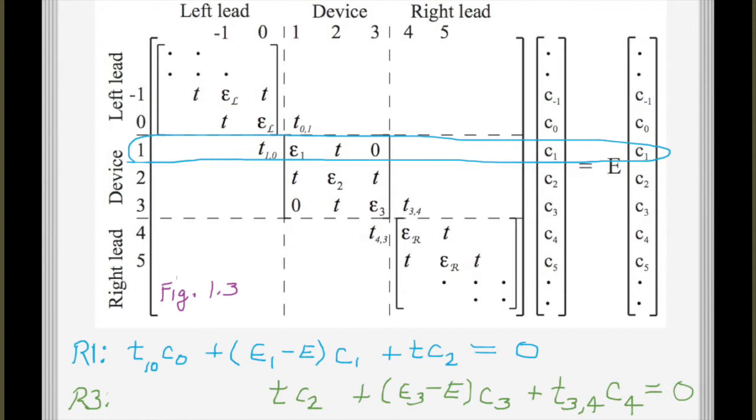So here's row 3 down here. And the equation at the bottom in green is the equation that results from row 3 of that matrix equation, where I've just moved the E times the C3 over to the left-hand side. It's a homogeneous equation, right? Every term is multiplied by a C sub i of some i, and it's your eigenvalue equation.